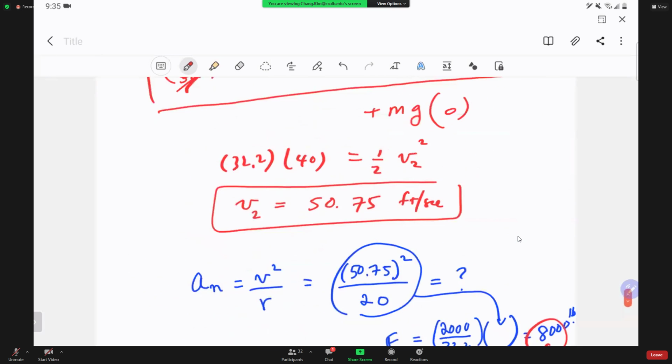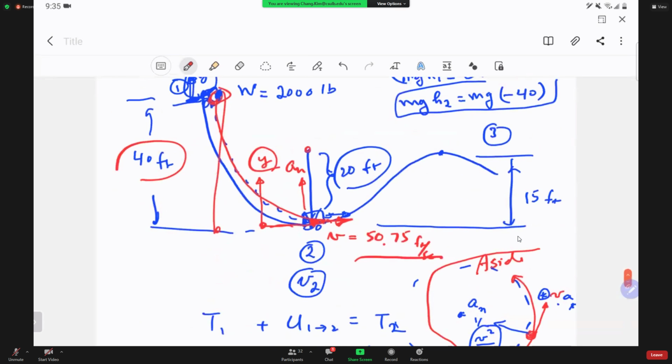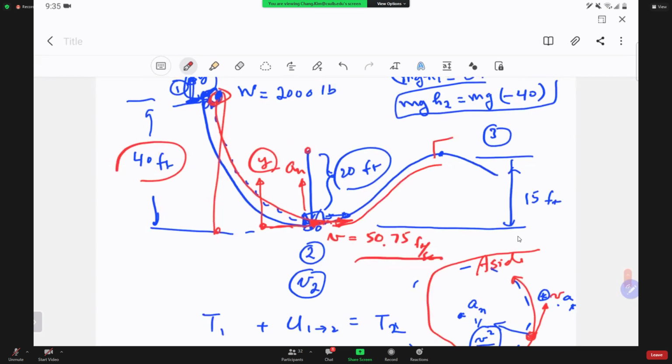Now, the second scenario is this guy moving up here, right there. And we want to find the right radius of curvature that I need to design the roller coaster to.